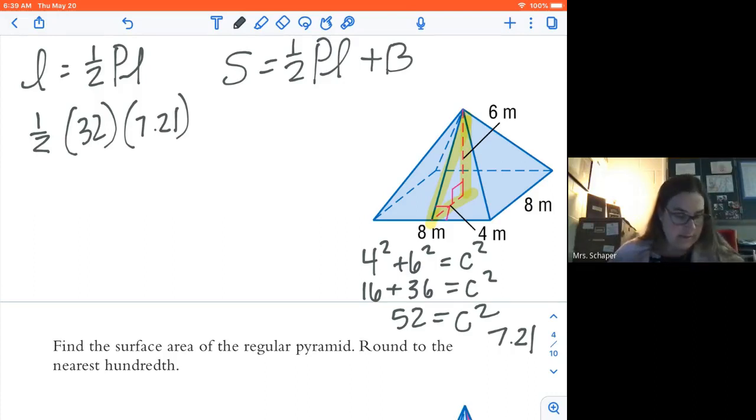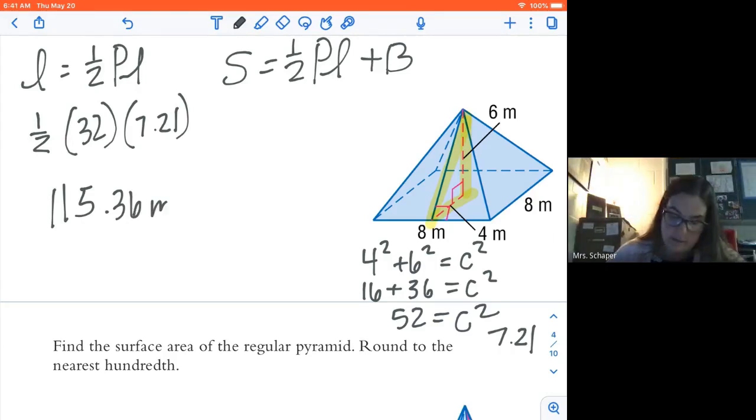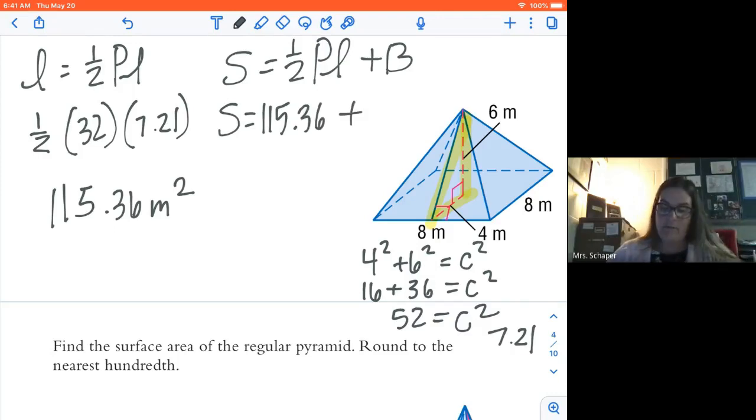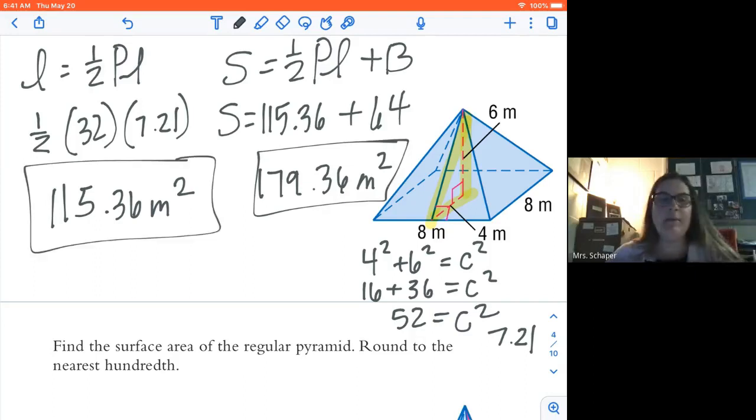So we're going to get a lateral surface area of approximately 115.36 meters squared, because we're talking area. And now the total surface area is going to be that 115.36 plus the area of the base, which is 64. It's a square, so 8 times 8 is 64. I'm going to add 64 to this, and I'm going to get 179.36 meters squared. That's my total surface area and my lateral surface area.